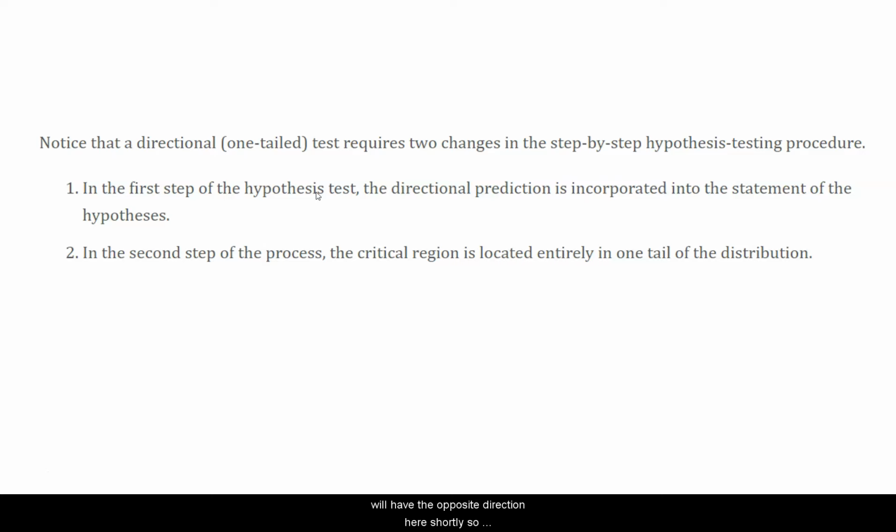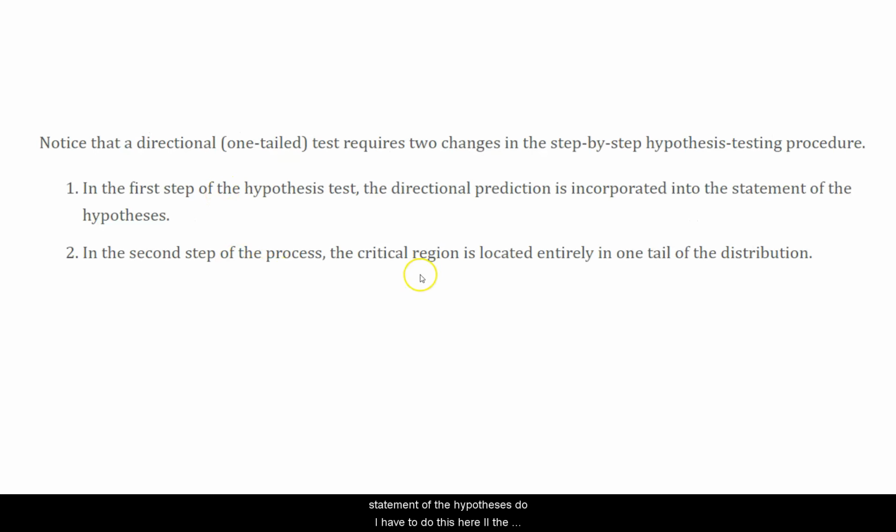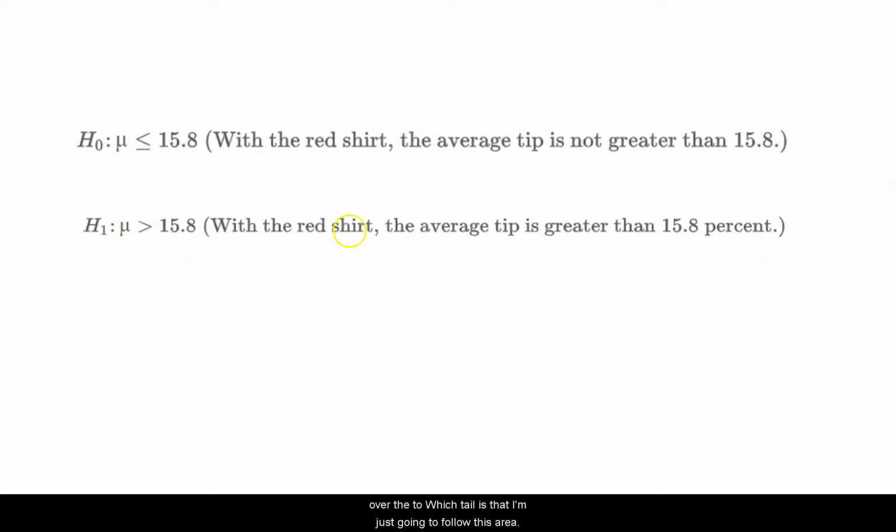So notice that a directional one-tailed test requires two changes in this procedure. The first is incorporated into the statement of the hypotheses. I have to do this here. The second, the critical region is located all in one tail, not spread out over the two. Which tail is that? I'm just going to follow this arrow. If I'm predicting an increase, an improvement, something along those lines, follow that arrow. This arrow that I'm circling suggests that the critical value will be on the right.